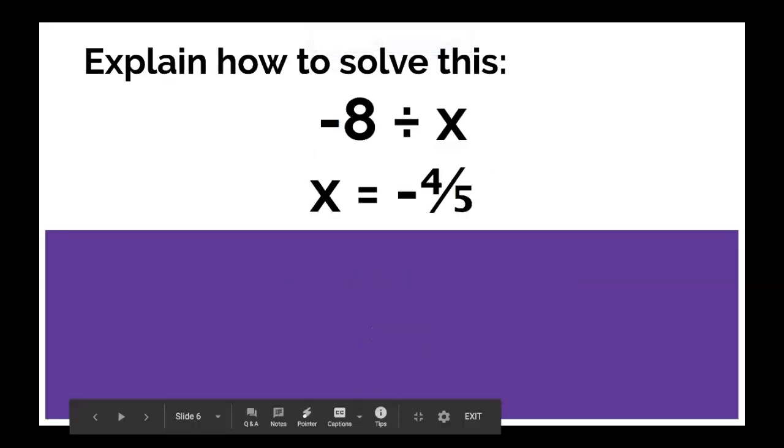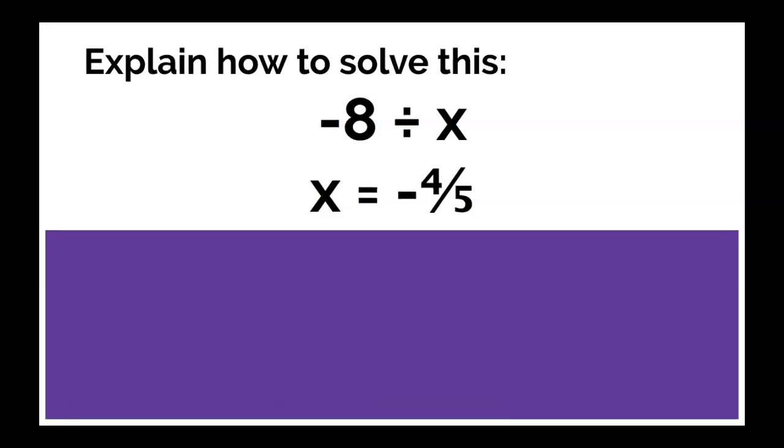All right, can you try to explain how to solve this one? -8 divided by x, if x equals -4/5. Your first step is to substitute in what you know. So we know that x is -4/5. When you substitute, or replace, x with -4/5, it's a very, very good idea to put that value in parentheses.